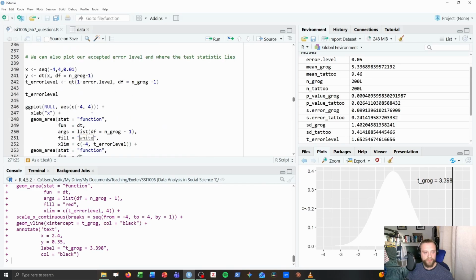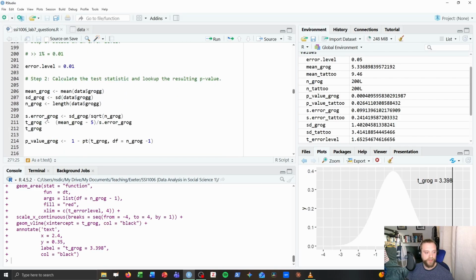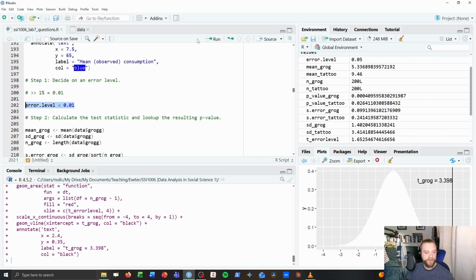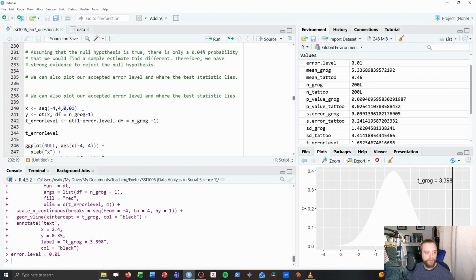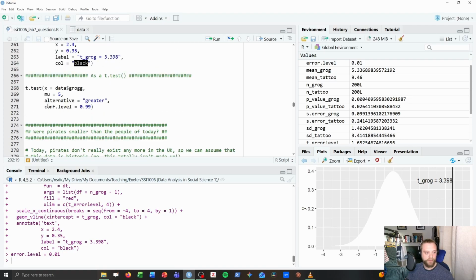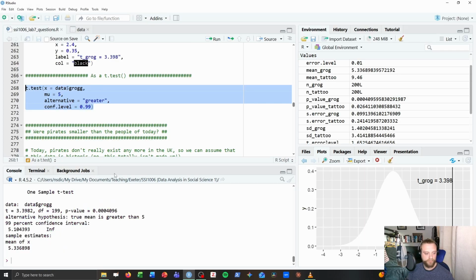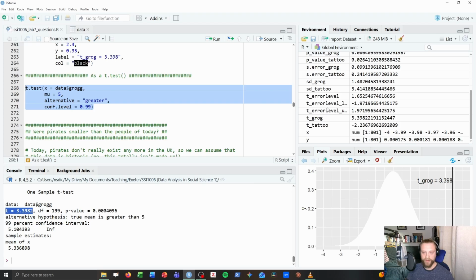Now, we're also interested in a lower error level here. Now, of course, we can just compare our p-value to this figure, but we might also want to align our confidence level with this. So in this case, we've changed the confidence level from 0.95 to 0.99. So if we run this, we can again see the same p-value, degrees of freedom, and t-statistic that we just calculated manually.